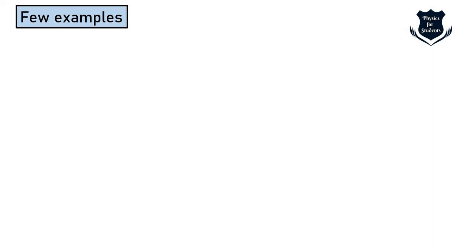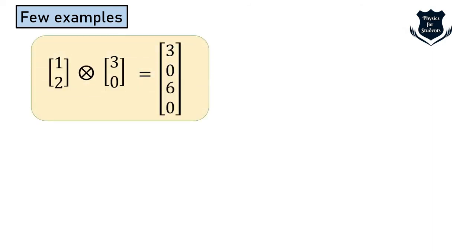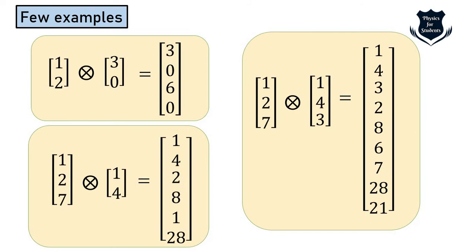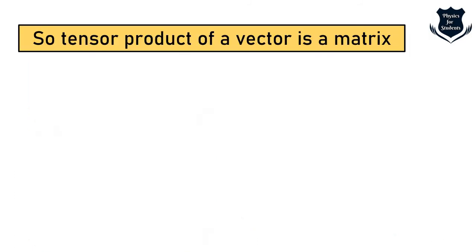Now let us see a few examples. So I've just taken 1, 2, 3, 0 and we have put up a tensor product which gives this, again this and this. So these are just a few examples to show you how the elements actually multiply and what happens. You can check the calculations to see whether I have made them right or wrong. So these are a few examples.